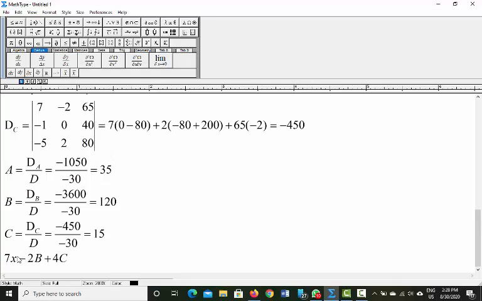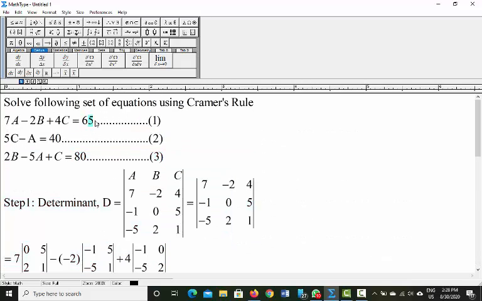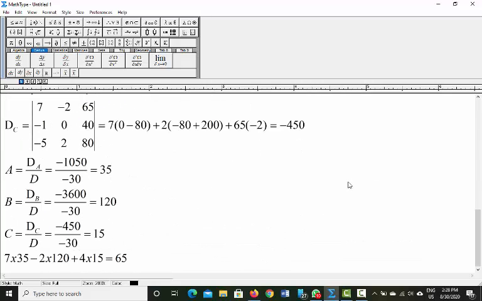So here the value of A is what? The value of A is 35. Minus 2B. B is equal to 120 plus 4C. C is equal to 15. So let us check what we get. 7 multiplied by 35 minus 2 multiplied by 120 plus 4 multiplied by 15. 65. So exactly we got 65. So that means the answer is perfectly correct. That means the values of A, B and C are perfectly correct.